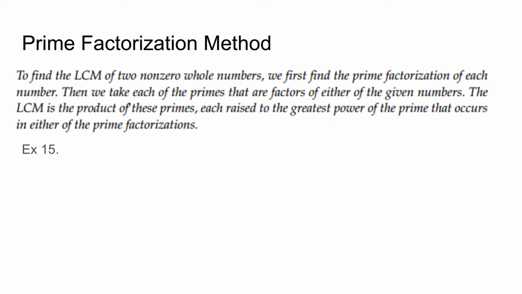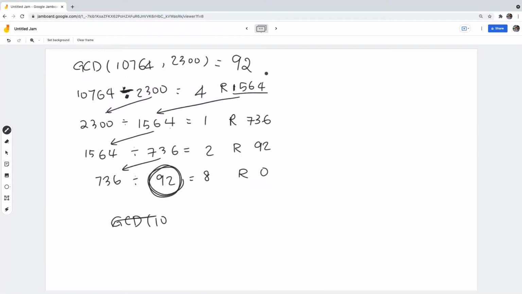But for our LCM, even though it's the least common multiple, because it's a multiple, we are looking at the greatest power. Okay, so I'm going to start with this example. We need to find the least common multiple of 2,520 and 10,530. So let me use this Jamboard.